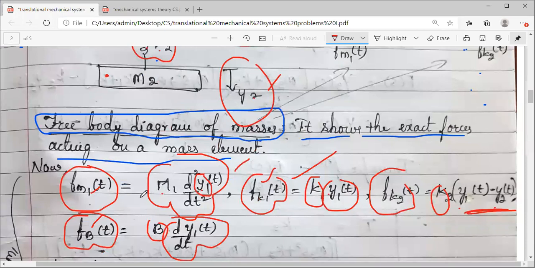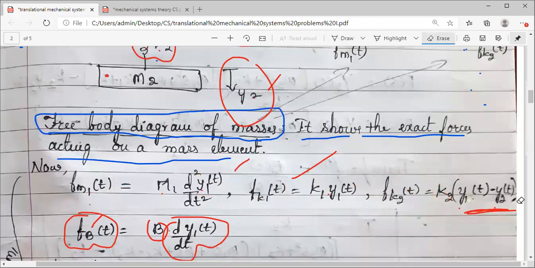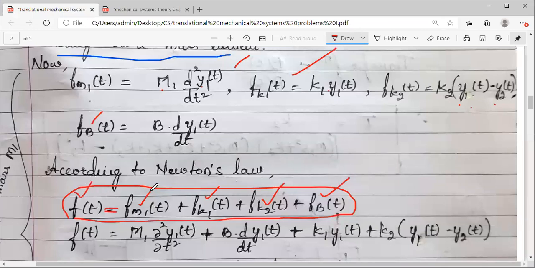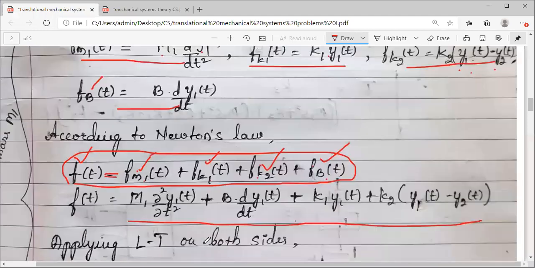So totally 4 force equations I have written, and finally the applied force. So if I write the equation of forces, how can I write? The applied force F of t is equal to the sum of all these forces, F m1, k1, k2 and b. And these force equations which I have written here separately, all these together I have written here. Sorry, here I have written dou, it should be d. Okay, d by dt of, in a hurry I have written it.